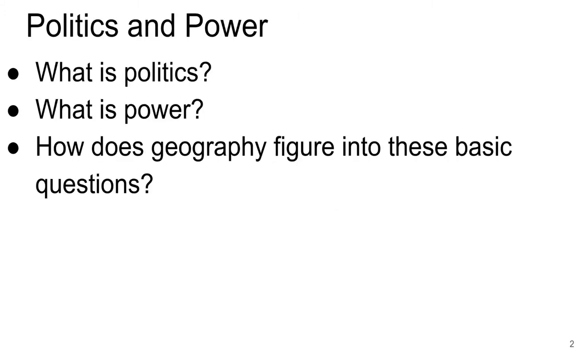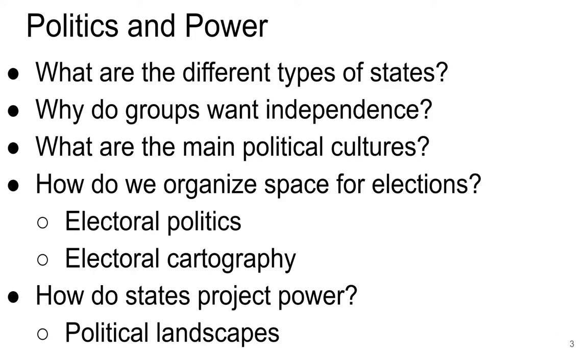So we'll look at politics and power, and we're going to talk about how geography figures into these basic questions. Some of the big questions we'll look at in this chapter: What are the different types of states? What does the word state even mean? We'll look at that. Why do groups want independence? What are the main political cultures in the U.S.? How do we organize space for elections? We'll talk about electoral politics and gerrymandering, as well as electoral cartography. We'll talk about how states project power and political landscapes.